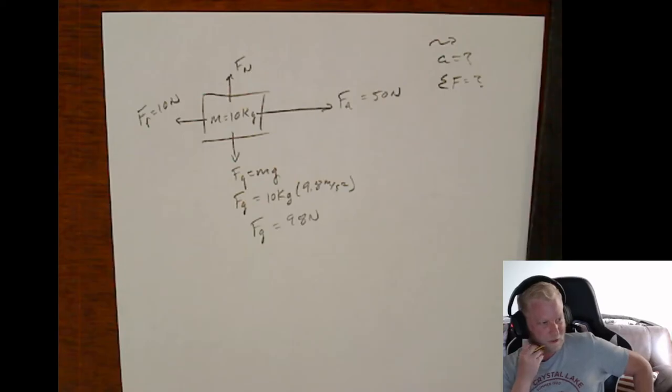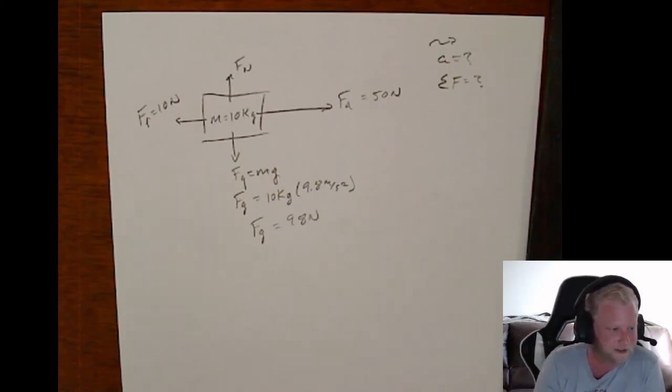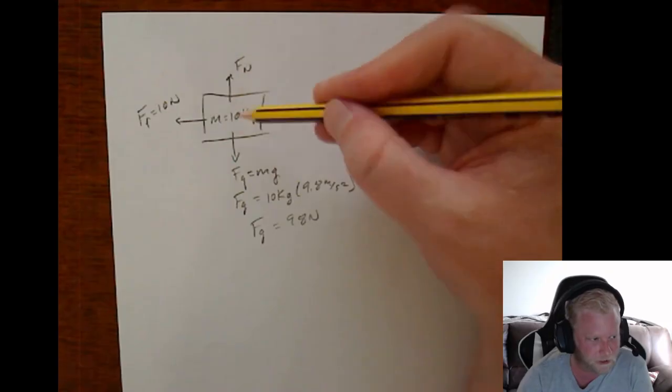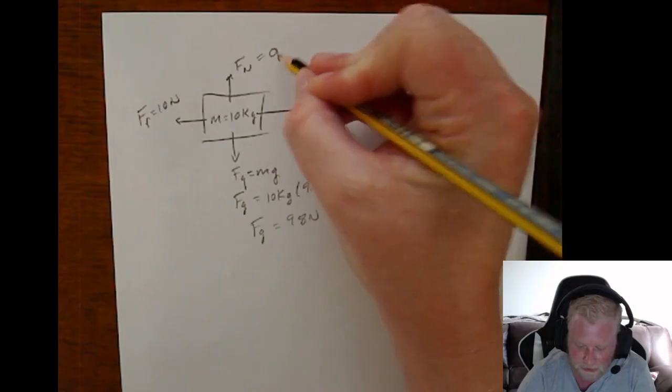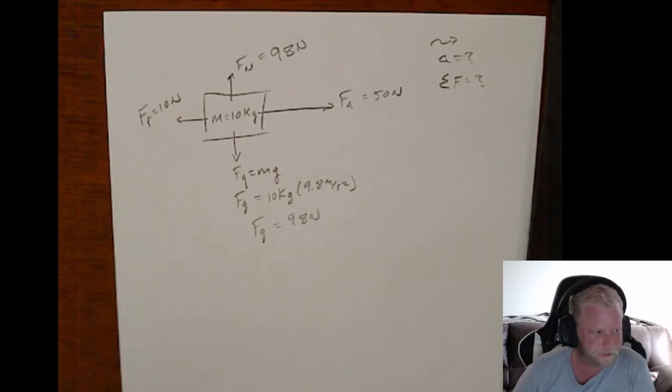Now you've got to think about the scenario. Is there any acceleration in the vertical? No, all of the acceleration is occurring in the horizontal here. So if there's no acceleration in the vertical, we know that vertically speaking, this object is in equilibrium. So if it's in equilibrium in the vertical, these two forces have to balance each other out. So your normal force here would also be 98 newtons. So we've got the normal force.